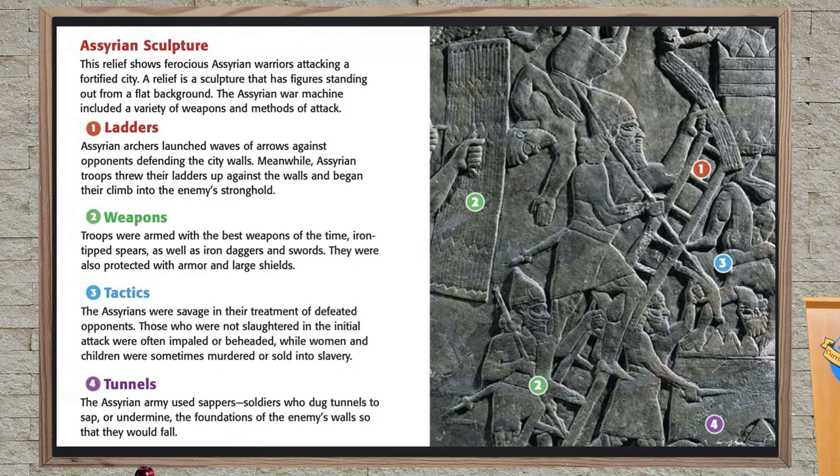So they used iron daggers and swords, as well as iron-tipped spears, giving them an advantage, and large shields for protection. They used a lot of archery. They used ladders to get over the walls of defending cities. They'd even dig tunnels under the walls of the enemy cities in order to get the walls to collapse.